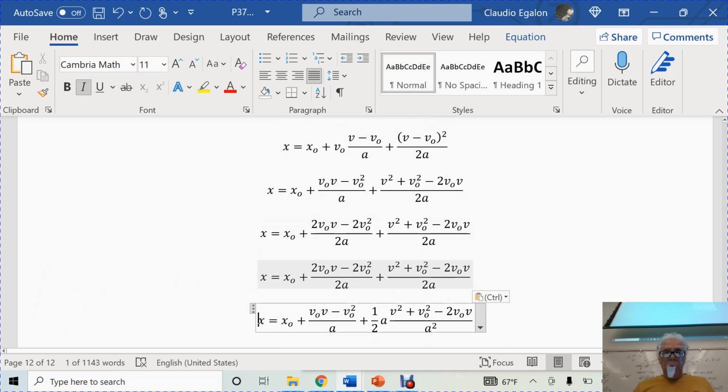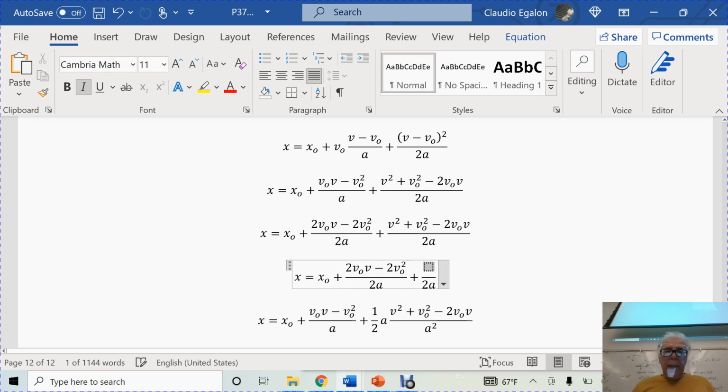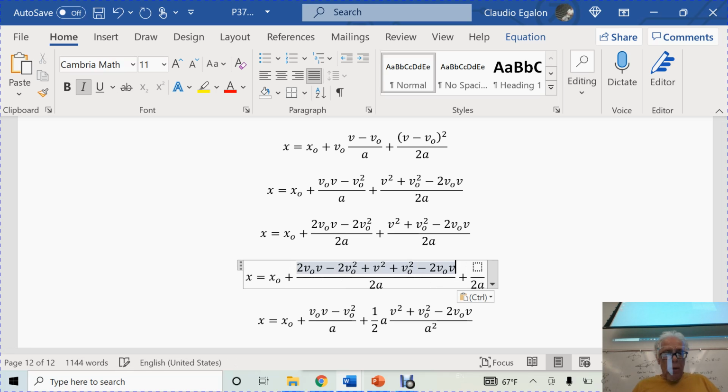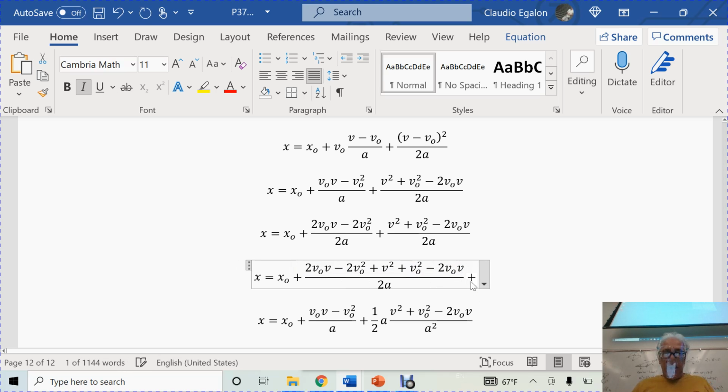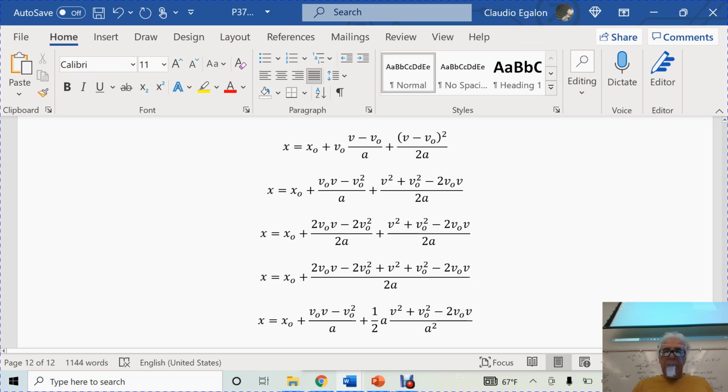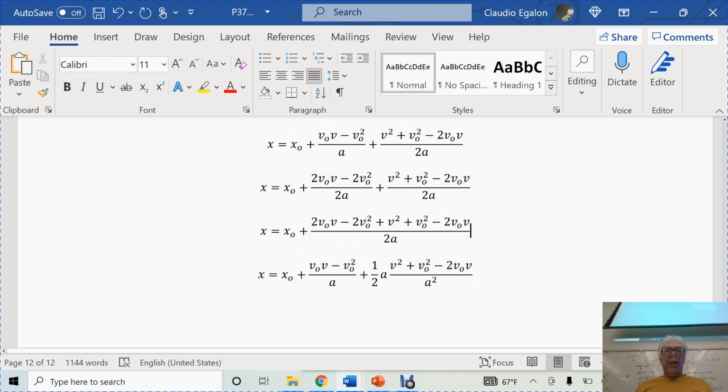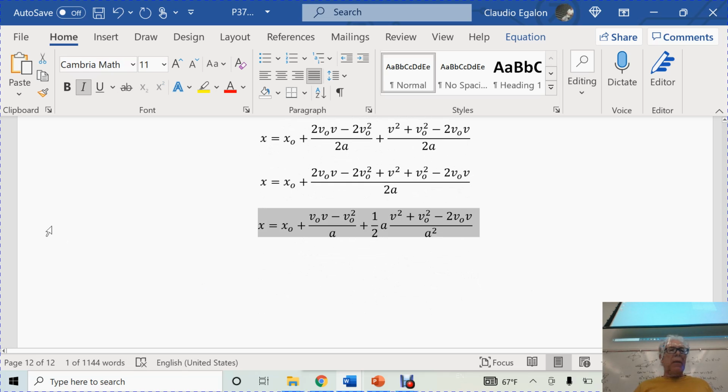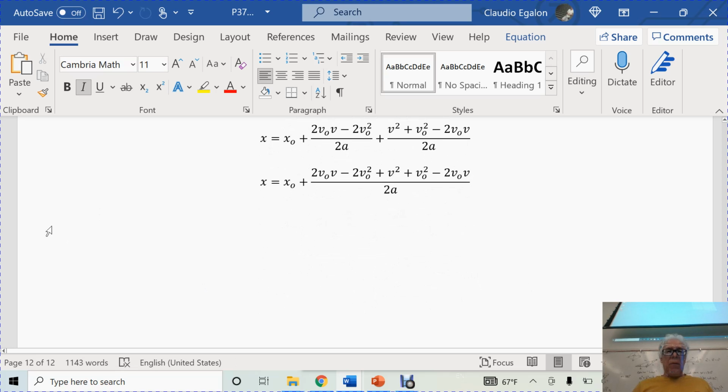So let's combine here in the same numerator with the same denominator. Here we go. I don't need that other term anymore. Okay. Now you can look at what simplifications you can make. You have 2v naught v here. Do you have another 2v naught v? Oh, yeah, you have 2v naught v. They both cancel. They cancel out, right?